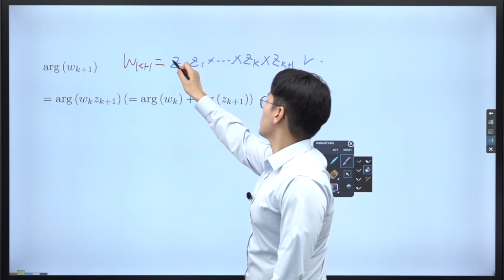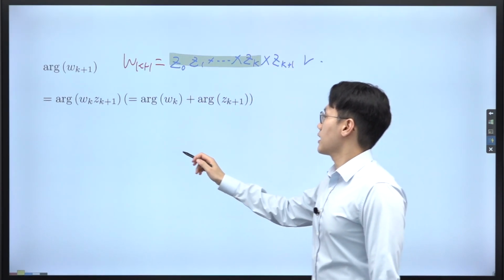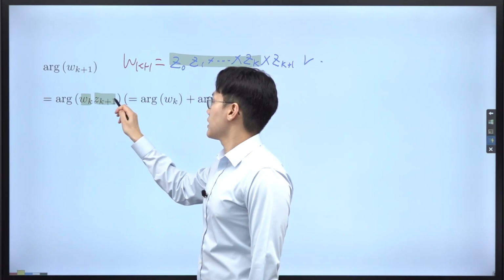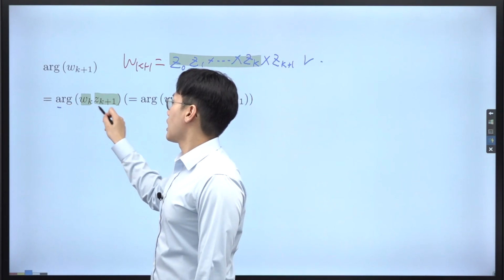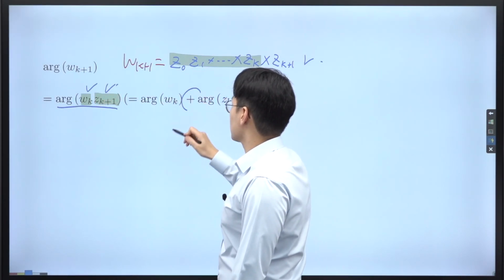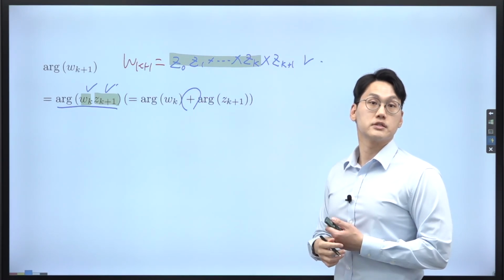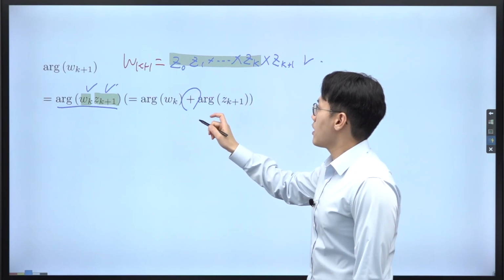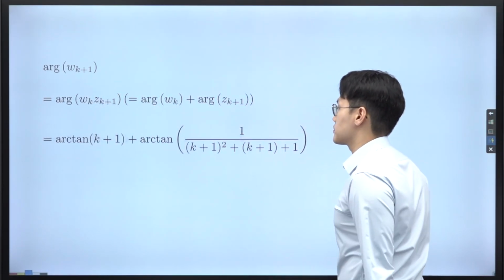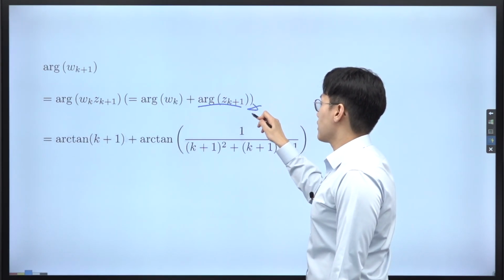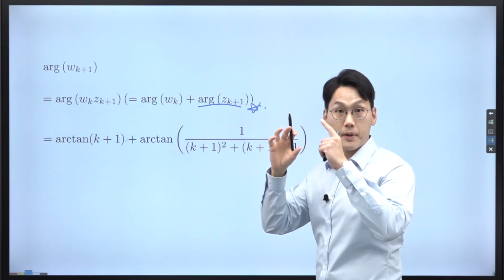However, I can now describe this as omega k, so I have omega k here, and then I multiply by the next term, z k plus 1. That's great. Again, for the argument of a complex number, if they're a product, we can convert into a sum. Likewise, if you divide complex numbers, the argument will be given as a difference. No problem. Now I have the argument of omega k, for which I can use the induction hypothesis, arctangent of k plus 1. And then here I'm using the definition of the argument of a complex number, which is the arctangent of the imaginary part over the real part.